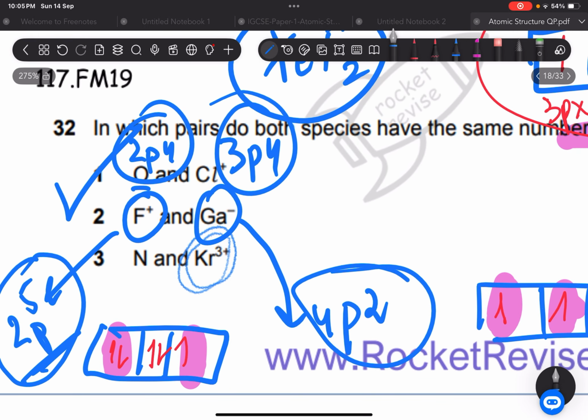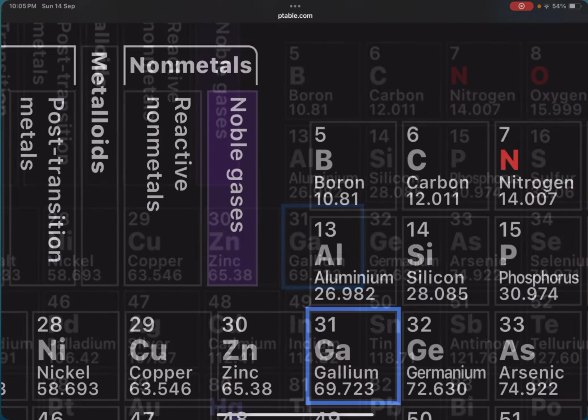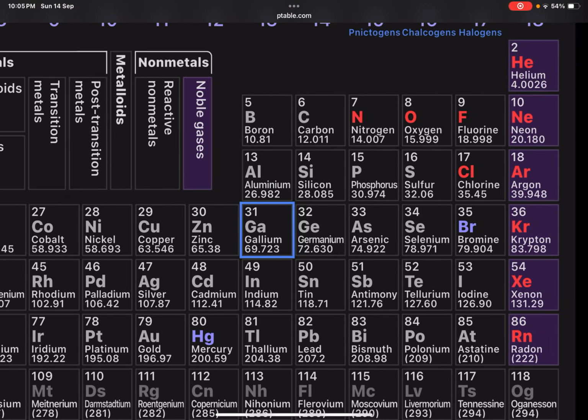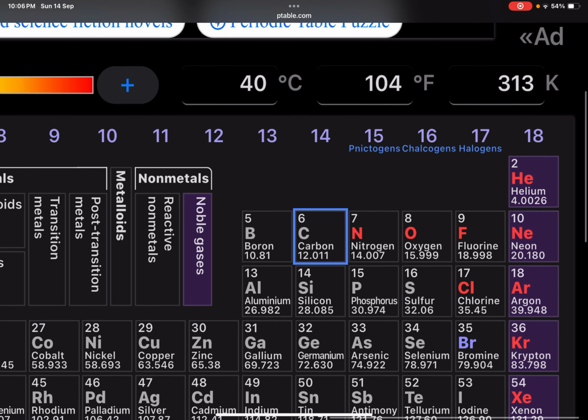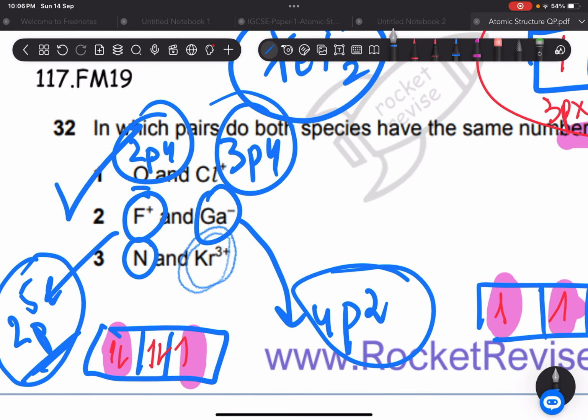So now this is not sodium, this is nitrogen, sorry. So this is nitrogen. This is 2p1, 2p2, 2p3. So it's gonna have 3 unpaired electrons. So that's 2p3. And krypton 3 plus ion.